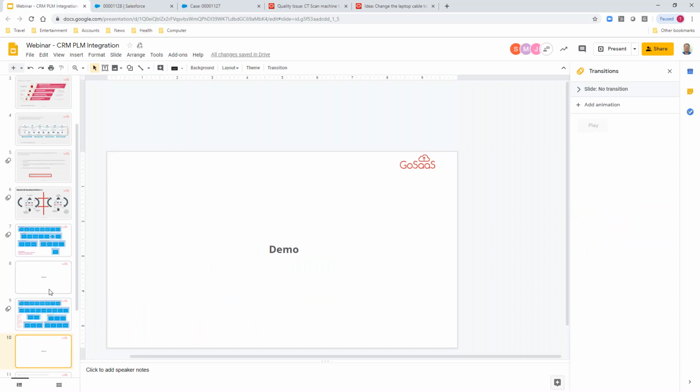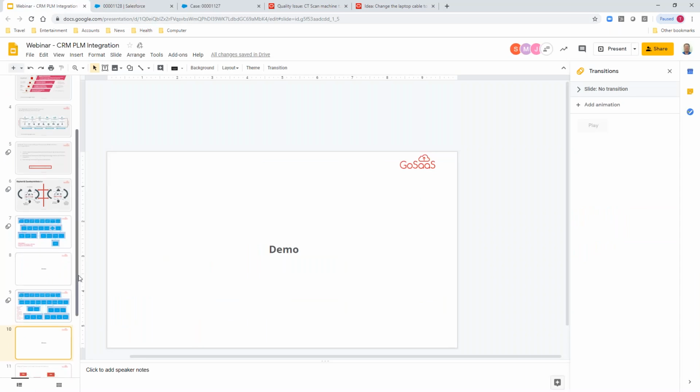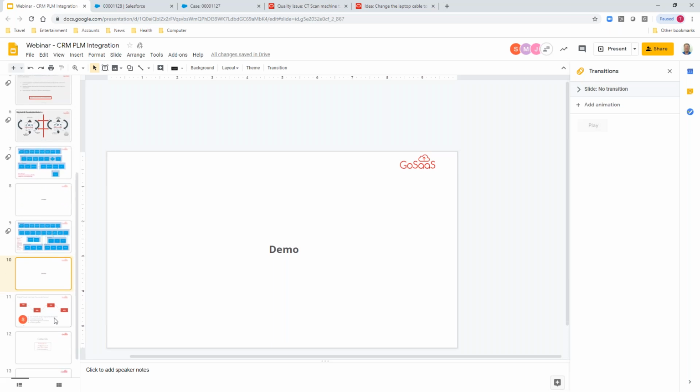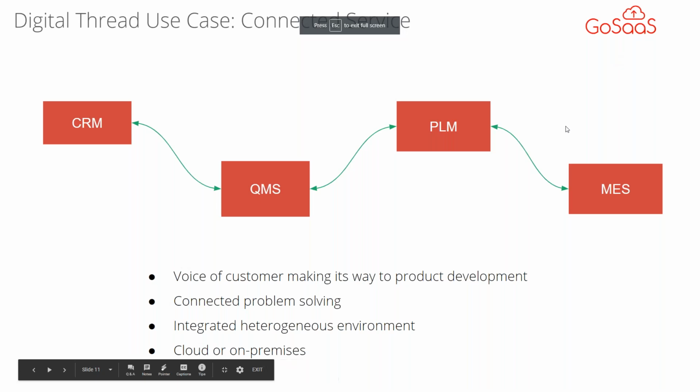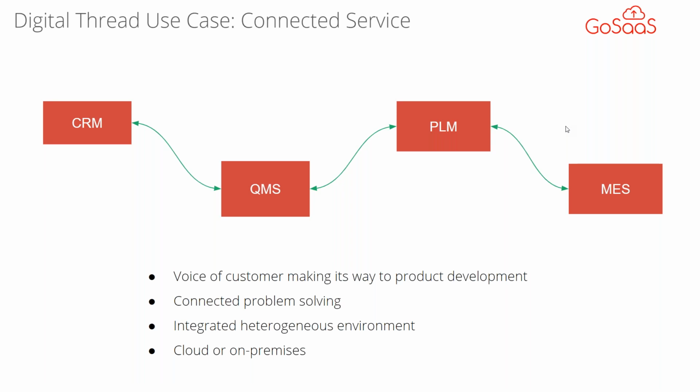So the last point that I would like to make here is, let me just switch to slides. I would like to conclude today's session by linking these case studies with the digital thread concept that we mentioned in the beginning. This is how we at GoSaaS are translating that digital thread vision into actionable, workable solutions by connecting different systems.